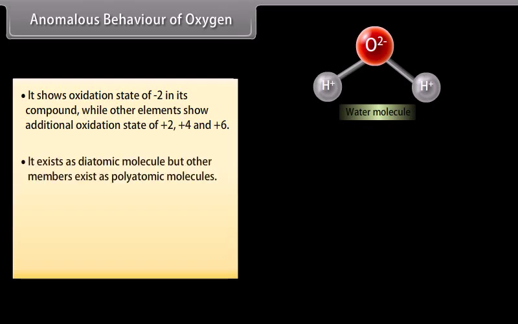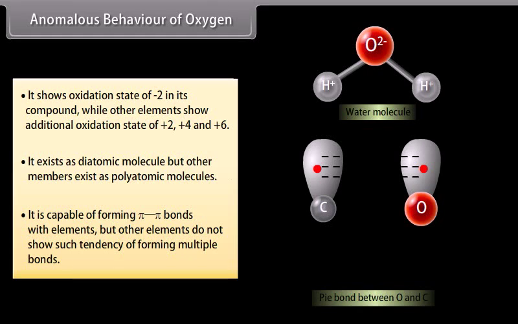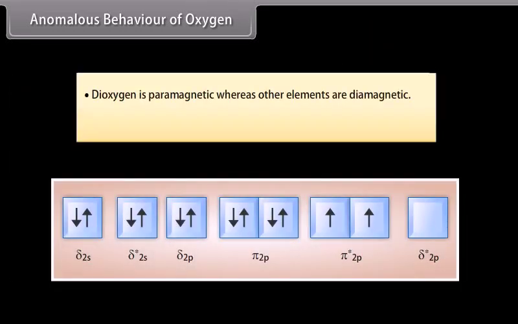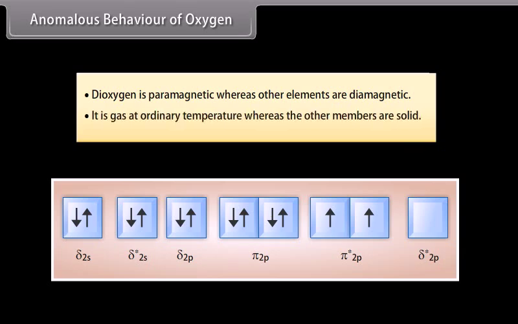It exists as a diatomic molecule, but other members exist as polyatomic molecules. It is capable of forming pi-pi bonds with elements, but other elements do not show such tendency of forming multiple bonds. Dioxygen is paramagnetic, whereas other elements are diamagnetic. It is a gas at ordinary temperature, whereas the other members are solid.